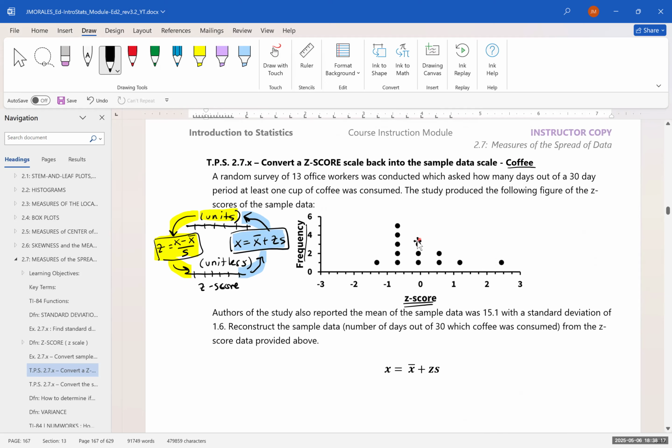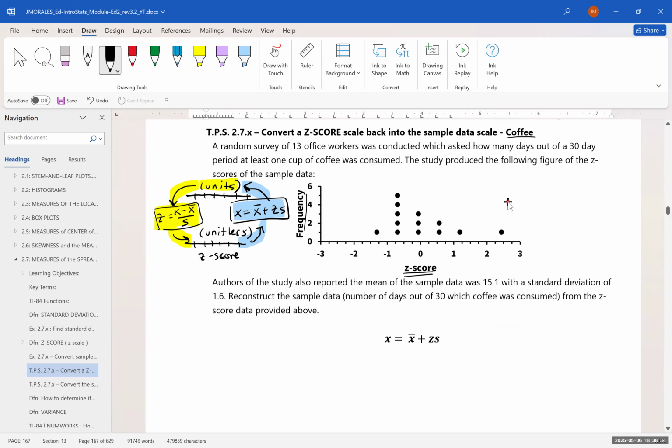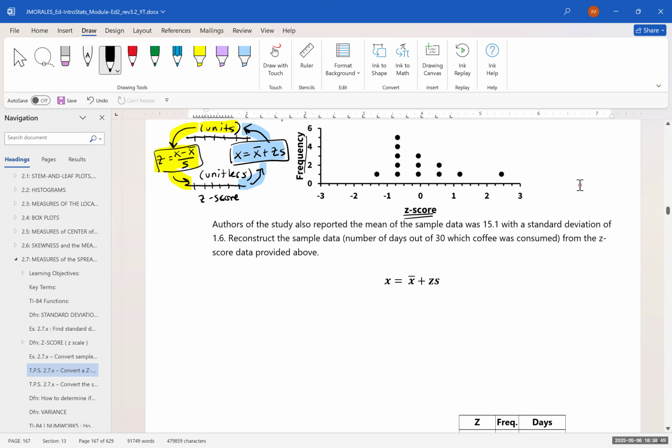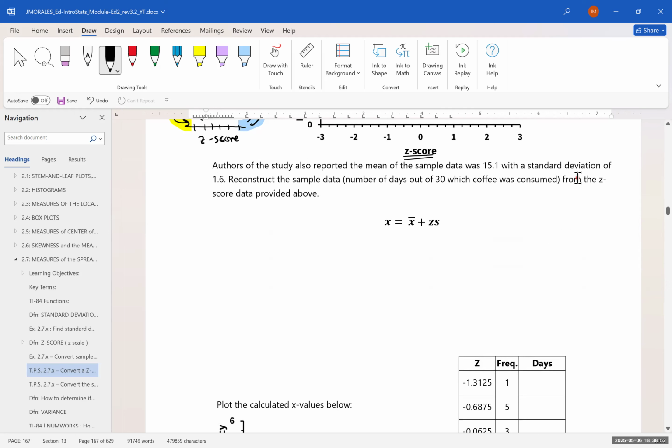And what we want to do is convert these z-score values into a data set composed of units of cups of coffee. So the units will be cups. What we need to do is take our unitless scores, which are z-scores, and convert them into cups of coffee in this case. And so we need to use this equation, which is the equation that I've put right down here.